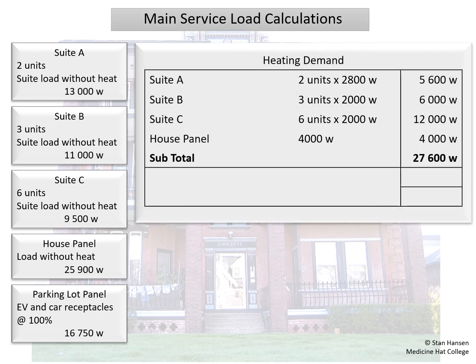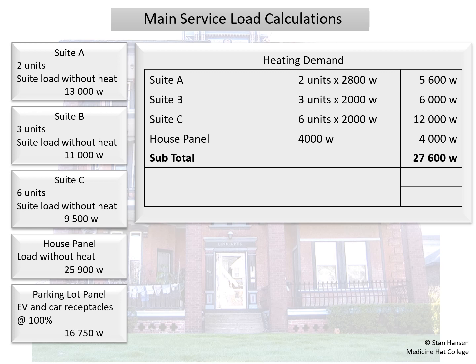The next thing I have to look at is my heating loads. With my heating loads, there's a few things I need to do. First, I need to make sure I add up all my different heating loads within the building as per how many there are and where they are, and I need to have a subtotal of all the heating loads within the building. With my suite A, I have 2 units, and each one of those units has 2,800 watts of heating, which gives me a total heating demand for suite A of 5,600 watts.